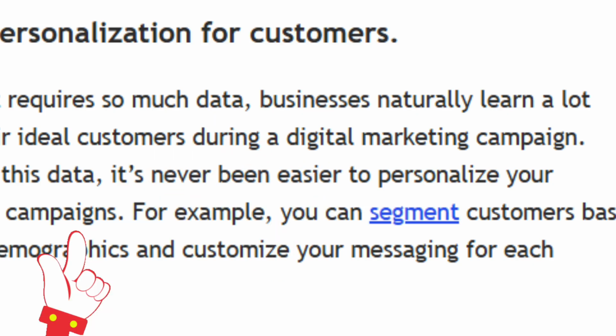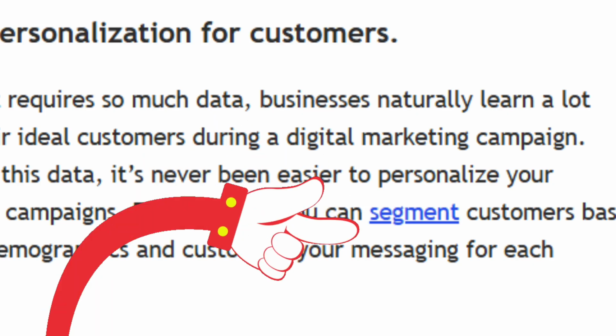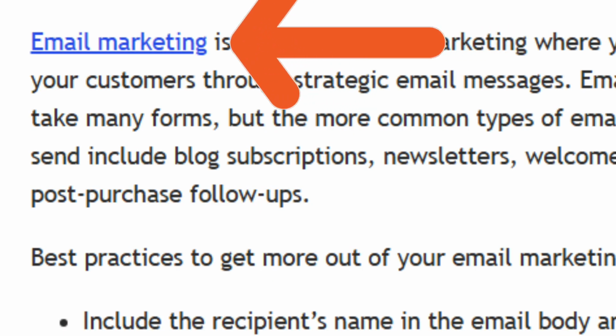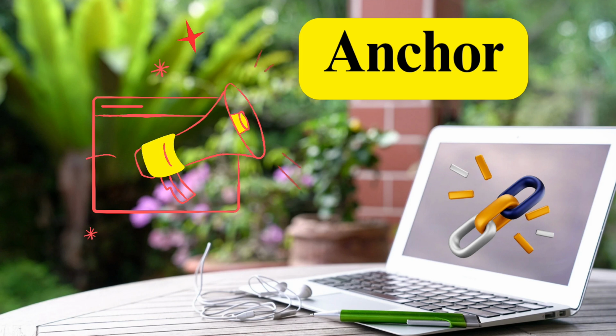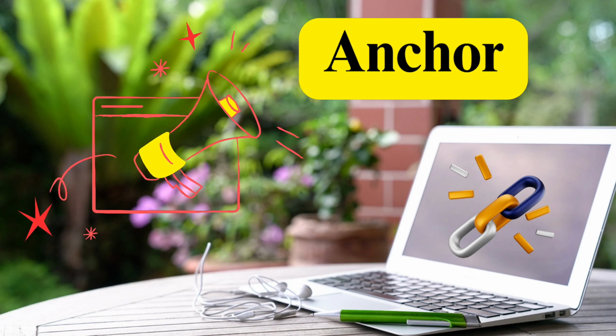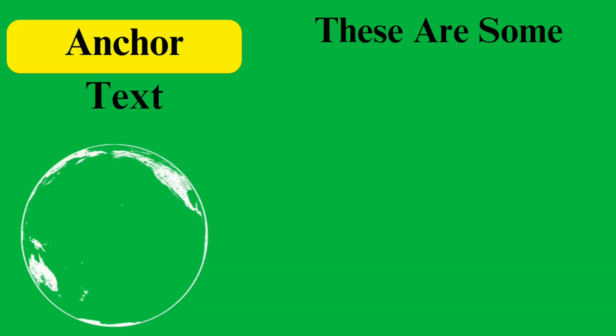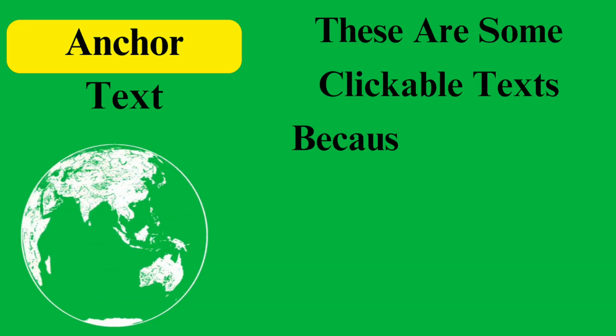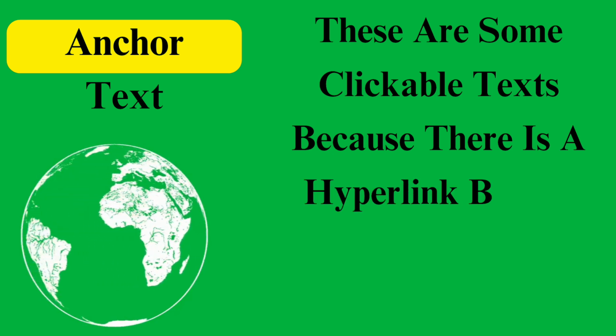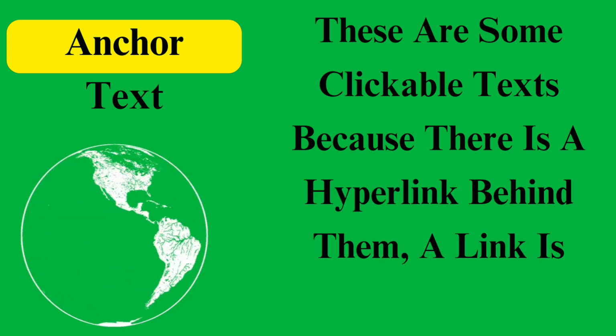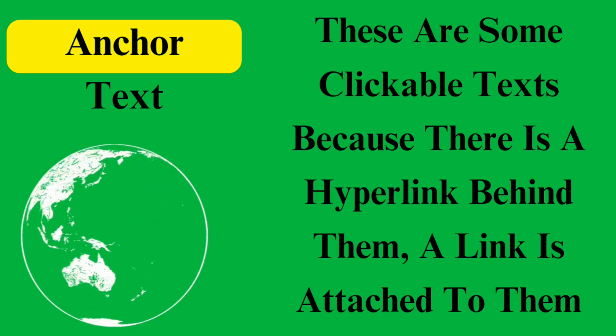So the text on which the link is attached, whether it is internal or external, we call this text anchor text. And if we talk about anchor, then the thing that is taking us somewhere or directing us somewhere is called anchor. Proper definition of anchor text is that these are some texts that are clickable because there is a hyperlink behind them. A link is attached to them, and that's why they are called anchor text.